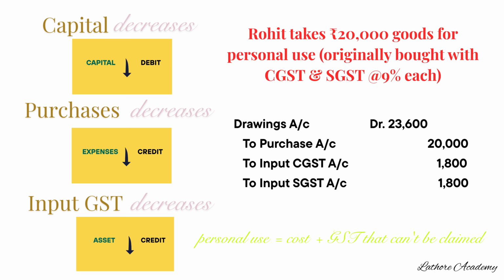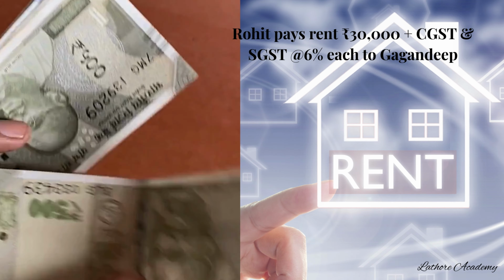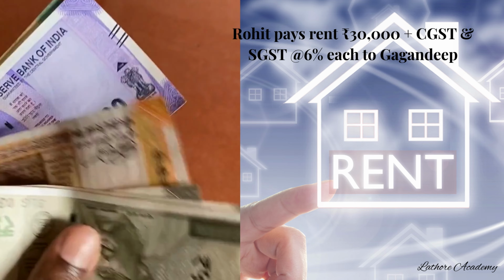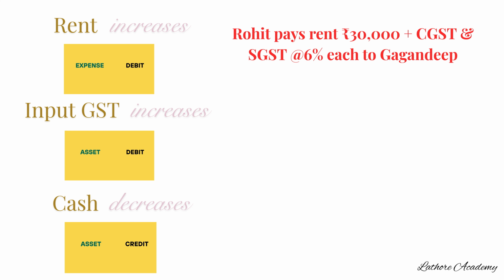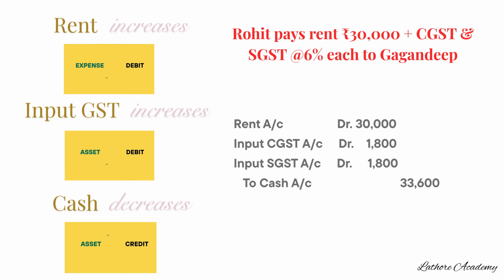Moving on to the next transaction, Rohit pays rent 30,000 plus CGST and SGST at 6% each. Meaning it is a 12% GST where there is a split of 6% each. So the journal entry will be rent account debit, input CGST account debit, input SGST account debit to cash account. So the tax portion comes to 1,800 because on 30,000 if we calculate 6% it comes to 1,800. So 1,800 plus 1,800 we have to split up between CGST and SGST.